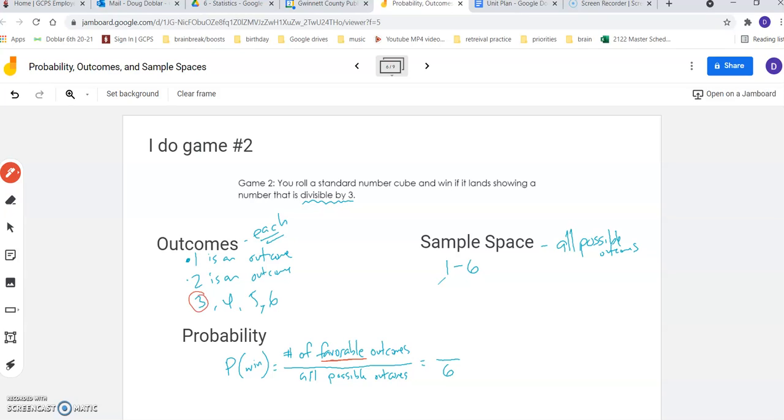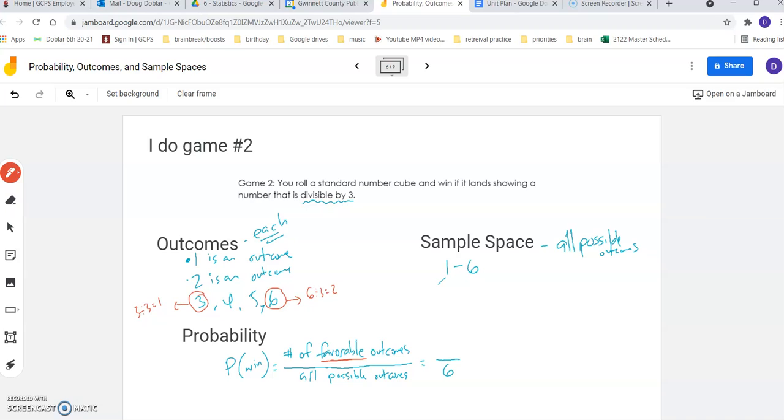So in this case, 3 is favorable, because 3 is divisible by 3. 3 divided by 3 is 1. 6 is also a favorable outcome, because 6 divided by 3 is 2. Anything else, 1, 2, 4, or 5, if I divide it by 3, I'm not going to get a whole number. I'm going to get a fraction or a decimal, so it's not divisible by 3.